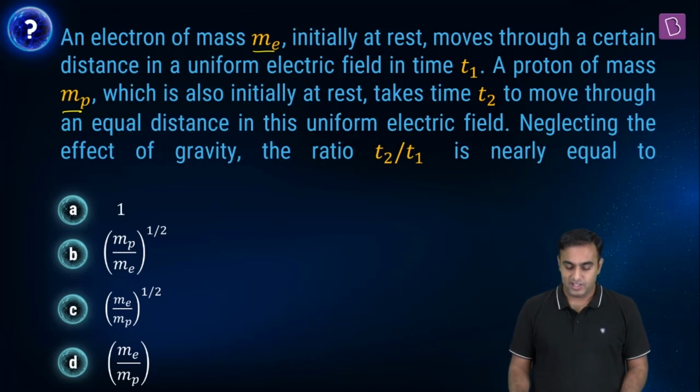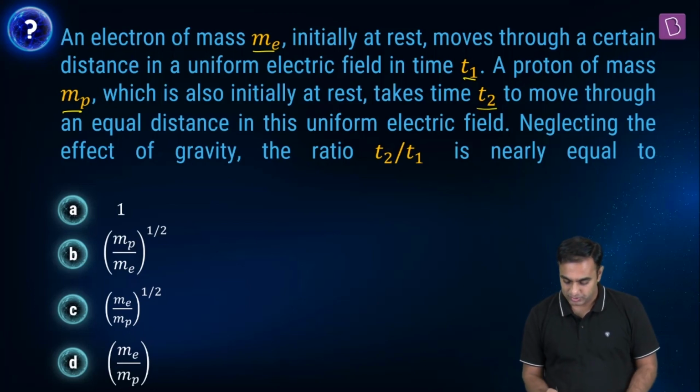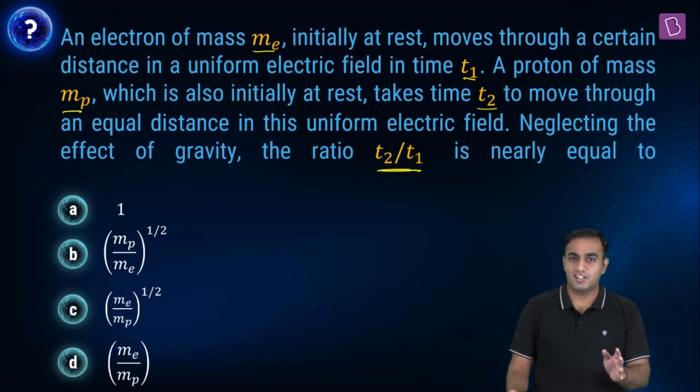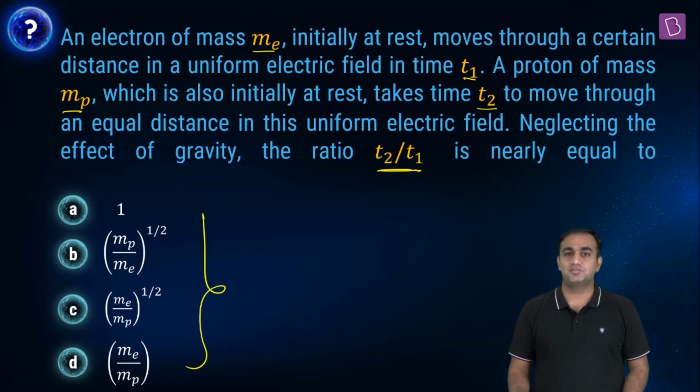It is said that they take different amounts of time, T1 and T2 respectively, to cover the same distance. We are supposed to find the ratio of T2 to T1, neglecting the effect of gravity. Here are the given options.